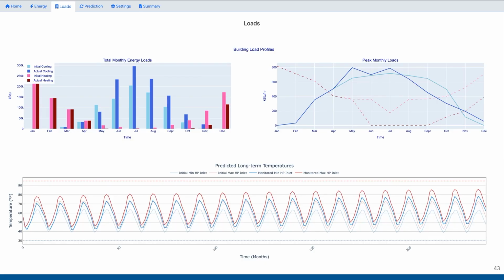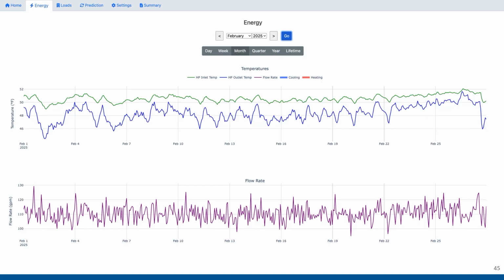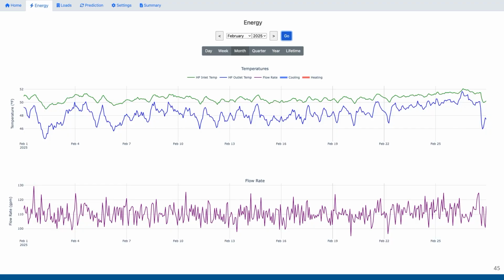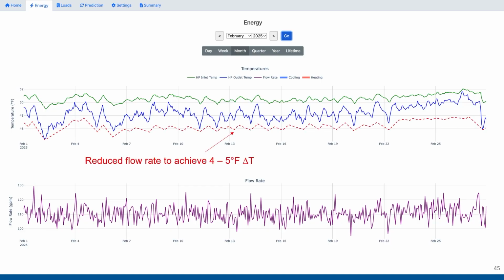And then last one here, we have an apartment in Corinth, 28 bores at 500 feet, water-to-air heat pumps in the suites, and CO2 heat pump for domestic hot water heating. So another 100% geo one, pretty cool. A week in February, we're looking at this past year, February 2025, and it looks okay, right? The only thing that they could possibly tweak to improve performance is reduce the flow rate to achieve around a 4 to 5 degree delta T in the wintertime. And what this would do is help that building owner pay a little bit less on pumping energy.